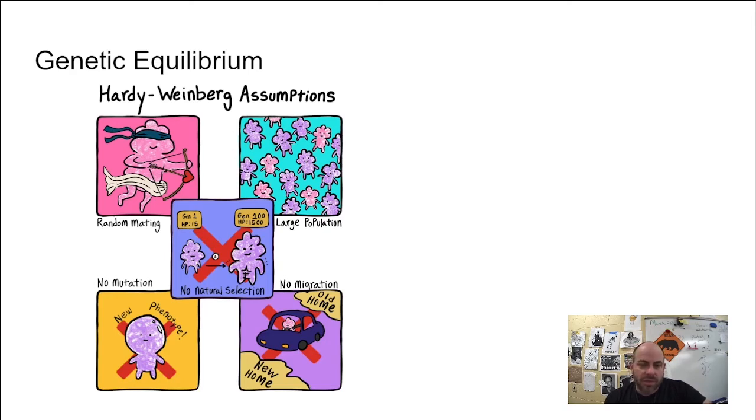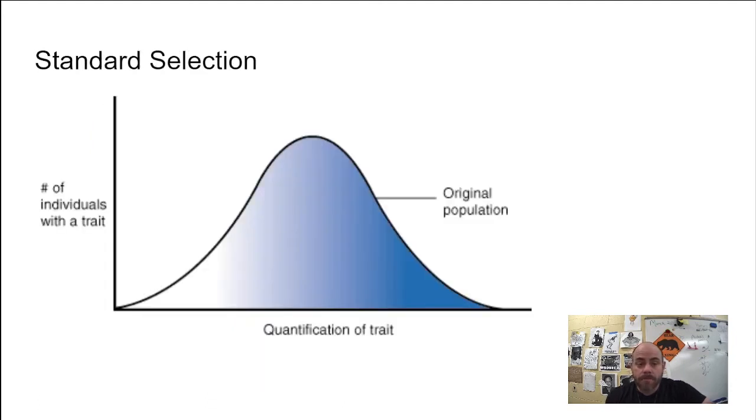These 5 conditions must be present in order for genetic equilibrium to exist. If they're not, then guess what's going to happen to the allele frequency over time? It's going to change. What do we call that? We call that evolution, right? Now, there's ways to measure this.